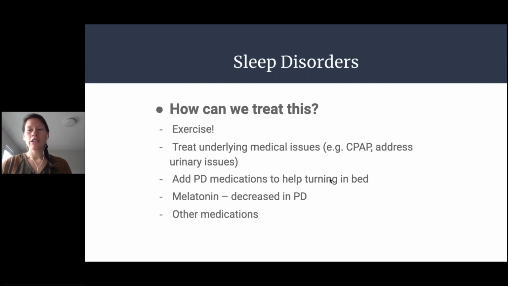Melatonin is a really great medication for sleep because it's natural, it doesn't have any side effects, and it has been found to be decreased in patients with Parkinson's. And so that's something you can talk to your doctor about. You can get it over the counter, and some patients will say, oh, I was taking 3 milligrams of melatonin, it didn't work, so I stopped. Well, sometimes we'll recommend that patients increase their dose, even up to 10 to 12 milligrams.